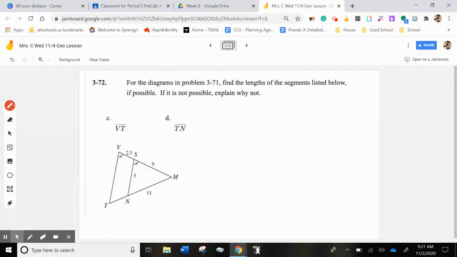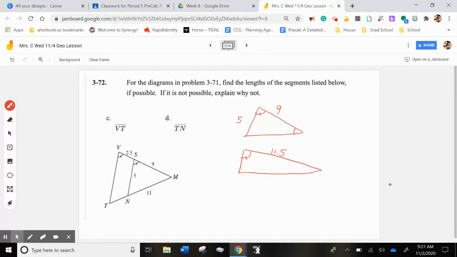So let's try. This will probably be our last one here. So VT. Again, we should maybe redraw these. We know they're similar and we're just dealing with sides. So that small one here was 9 and 5, and then the large one was 11.5. And then we didn't have anything else.